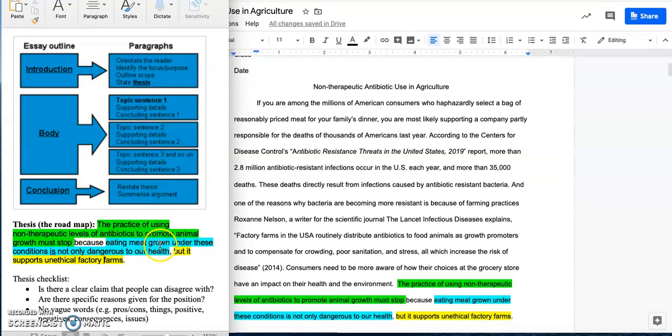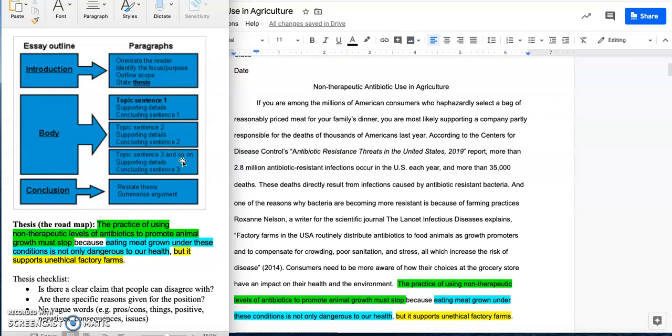If I have that with my thesis statement, I'm not going to repeat myself. I'm going to know where I'm going. I can focus. If I get off track in this section, I can think, okay, I'm talking about non-therapeutic uses of antibiotics. Get back on track. This section, I'm talking about conditions and dangerous to our health. Get back on track. This section, unethical factory farms. Stay on track. All these pieces work together, and if I'm doing the right things, I'll be guiding my readers through the paper.